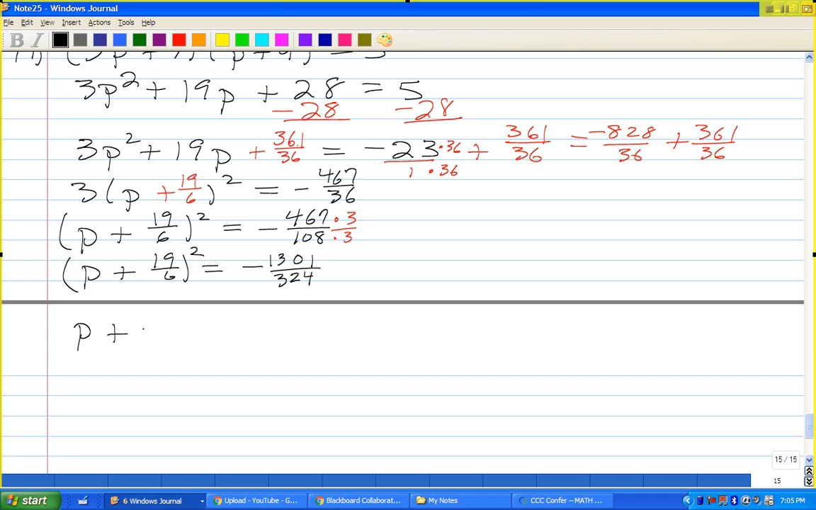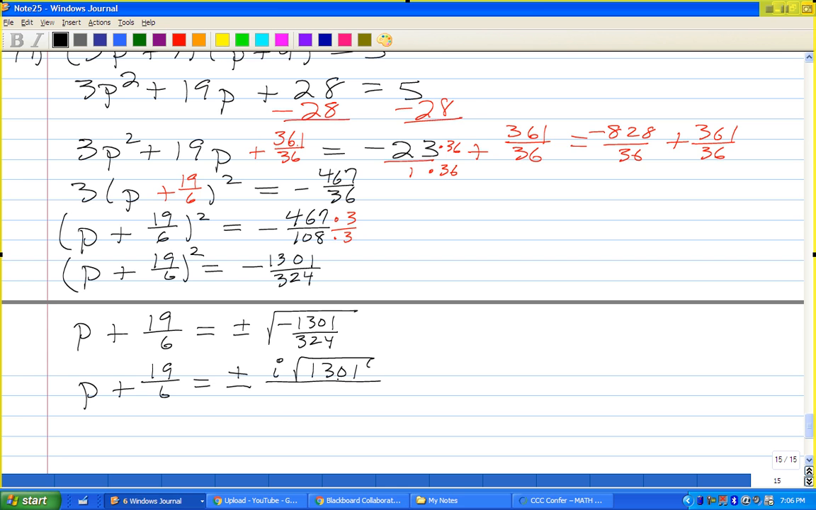And so, by the square root property, I have that p plus 19 over 6 is equal to plus or minus the square root of negative 1301 over 324, which is equal to plus or minus i rad 1301 over the square root of 324, which is 18.